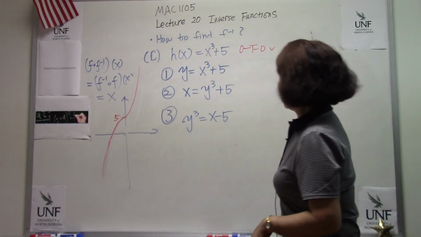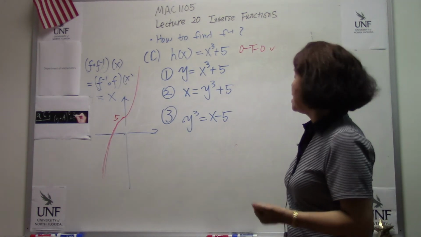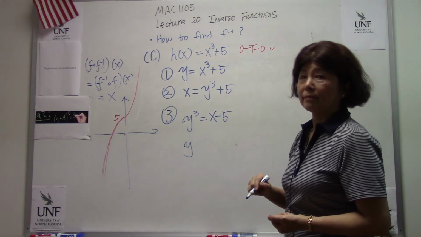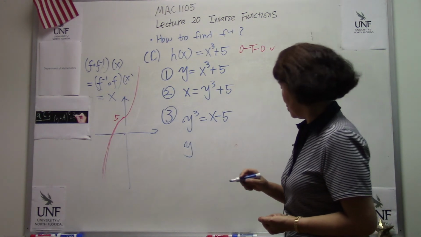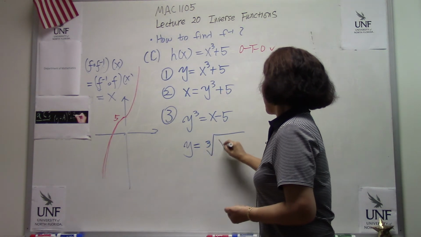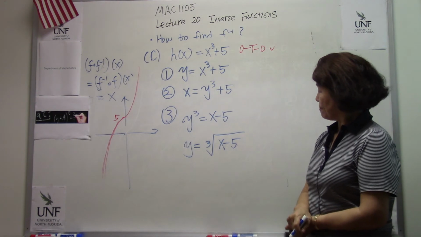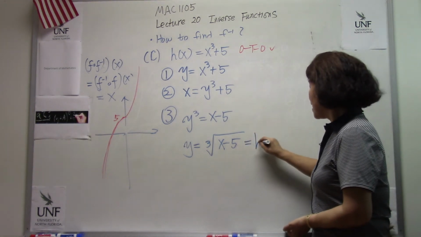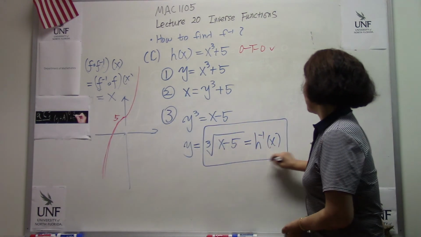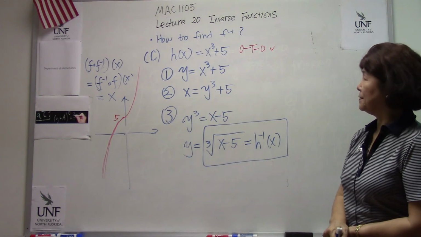So y cubed equals x minus 5. What we want is y, not y cubed. So how can you find the y over here? Yes, you are going to take a cube root, okay? Take a cube root, so cube root of x minus 5. And you name it h inverse. So h inverse is this, cube root of x minus 5.